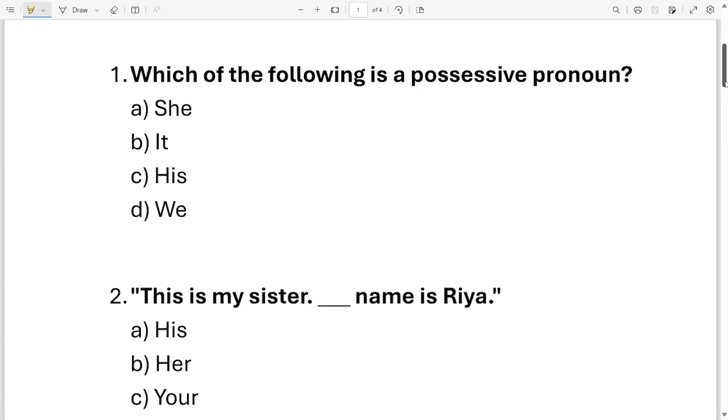First question. Which of the following is a possessive pronoun? Options are she, it, his, we. These are the 4 options. Now can you identify the possessive pronoun out of these 4 options? It is option C, his. If you got it right, give yourself 1 mark.